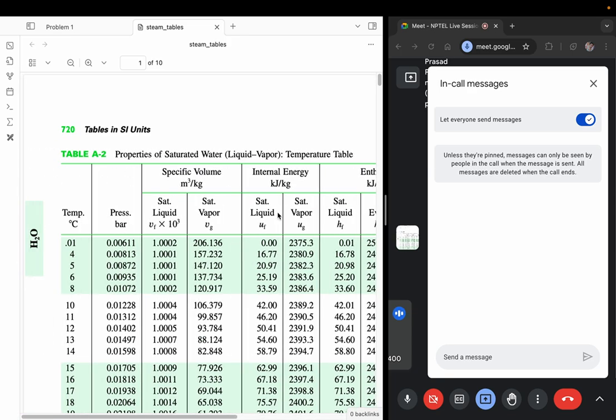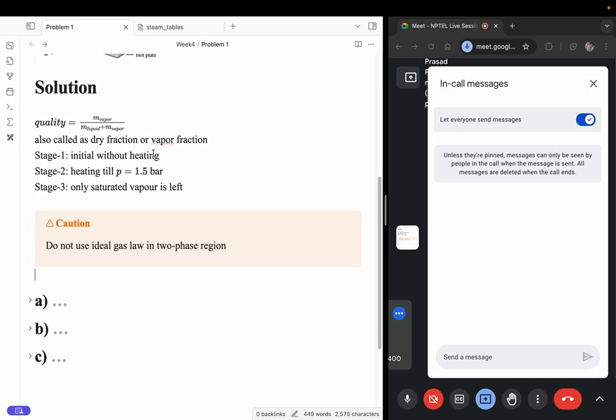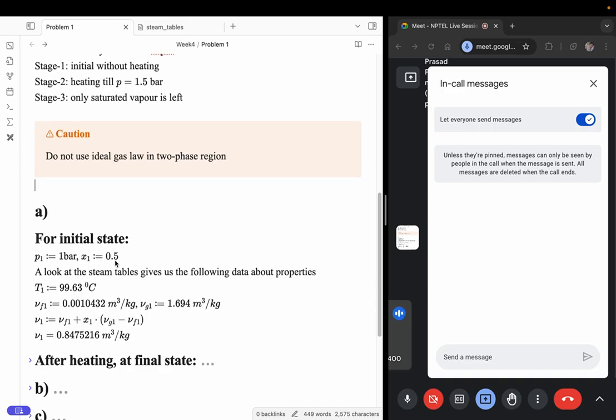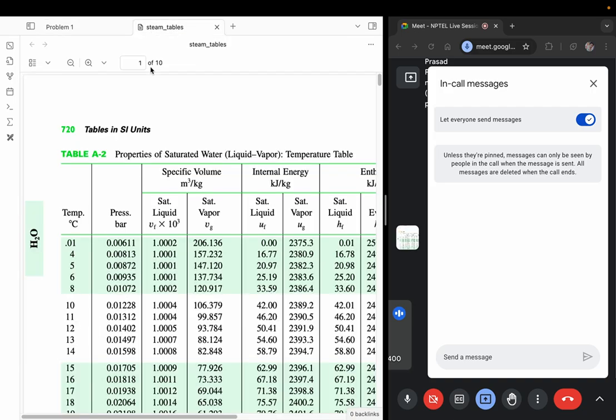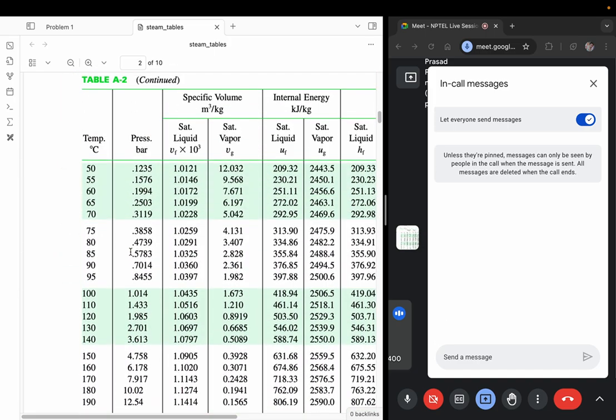Otherwise, in most scenarios, like in the present example, you are given pressure. The pressure is given as 1 bar, and the vapor fraction, which I am denoting with x, is given as 0.5. So instead of temperature, pressure is given. There are 2 ways. You can use the temperature table and identify that point where the pressure is 1 bar. It will be somewhere between 95 and 100, and more close to 100.